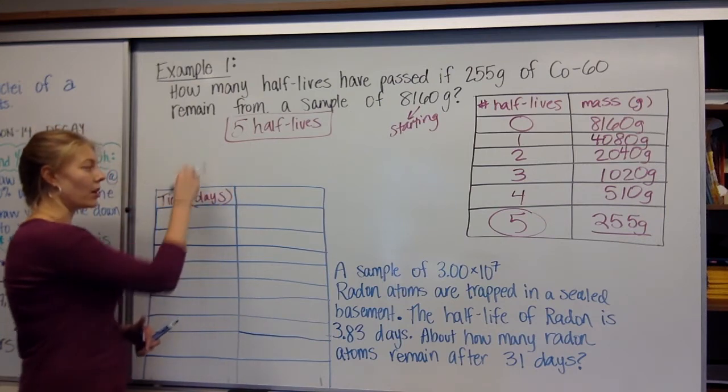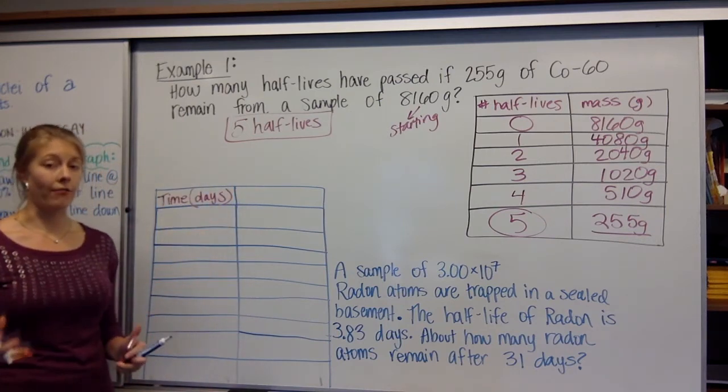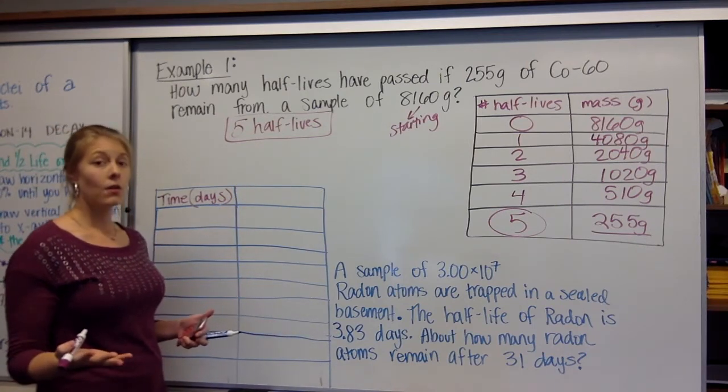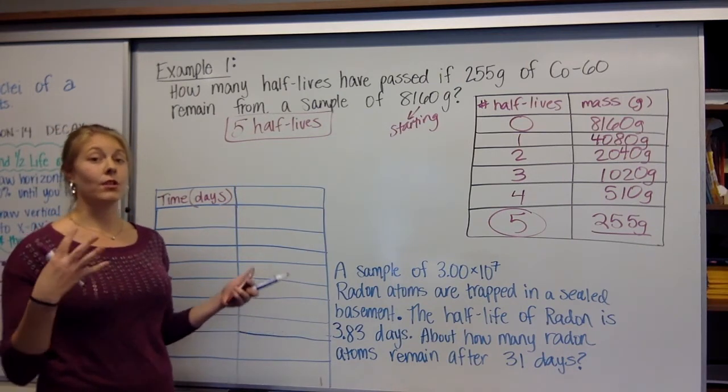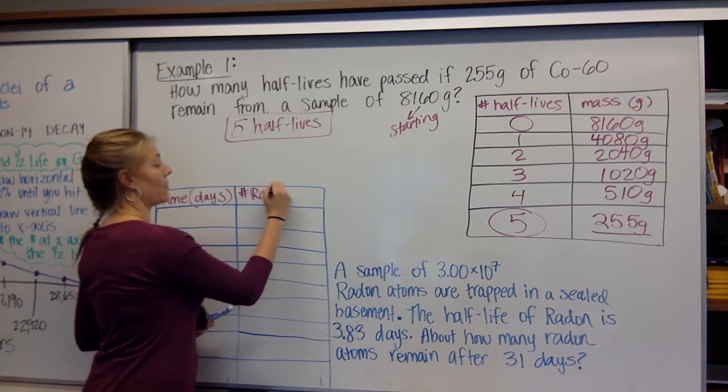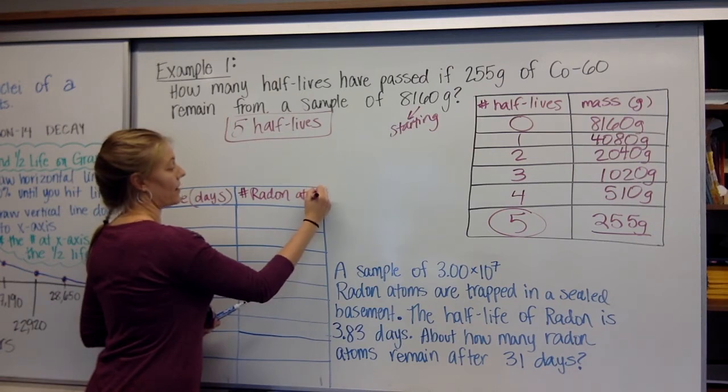Typically, in this first column, you either want time or number of half-lives. In the second column, you're either going to have percent remaining or mass or number of atoms. I see here that we're working with number of atoms. So I'm going to put number of radon atoms here.